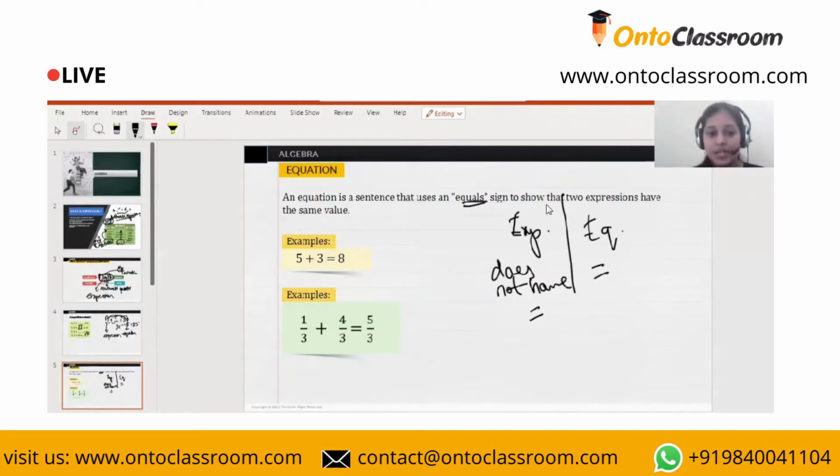So an equation uses an equal sign to show that two expressions have the same value. We can take this example, 5 plus 3 equals 8. This is an expression and this is an expression, and this is an equality sign, which joins these two expressions, and the whole thing forms an equation. Same we can see in 1 by 3 plus 4 by 3 is 5 by 3. 1 by 3, this is a fractional expression.